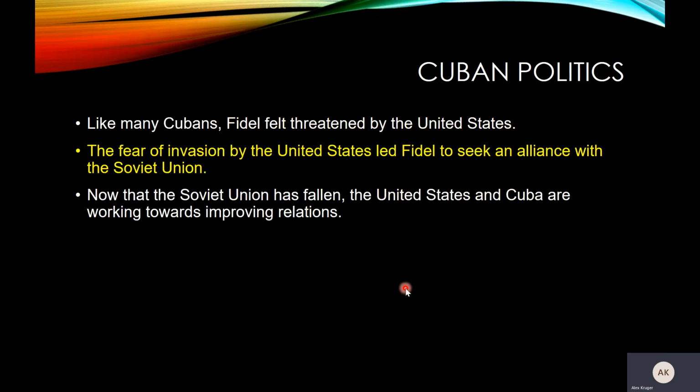Fidel felt threatened by the United States. They had just tried to invade him. So he made an alliance with the Soviet Union, who was the United States' arch enemy back then. Now that the Soviet Union has fallen, the United States and Cuba are working towards improving their relations, since the Soviet Union is no longer around to be so scary.